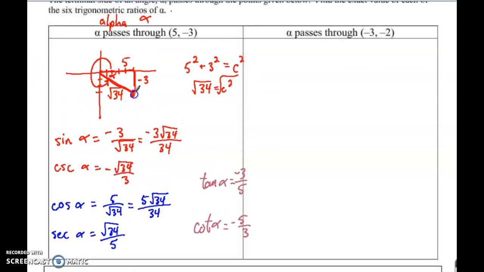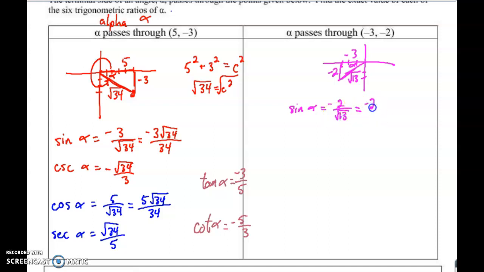And if we're in the fourth quadrant, it makes sense that cosine and secant were positive, and everything else was negative. So as we look at the next one, -3, -2. Alpha again, but actually doesn't really matter. So do the Pythagorean theorem, 3 squared plus 2 squared. So 9 plus 4 is 13. The square root of 13 would be that. I trust that you can use a calculator or do that in your head. So sine of alpha would be -2 over √13.